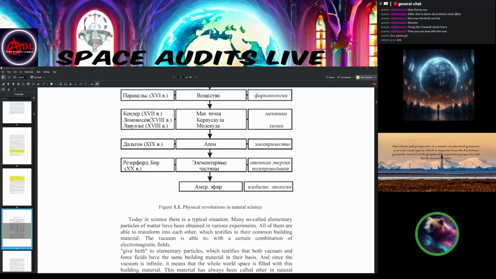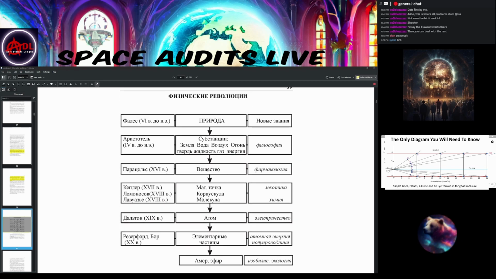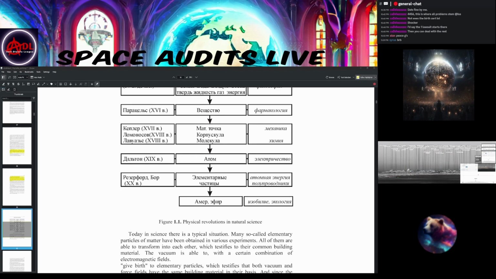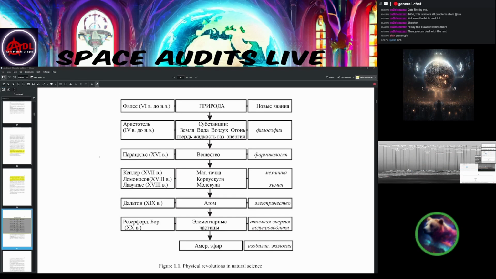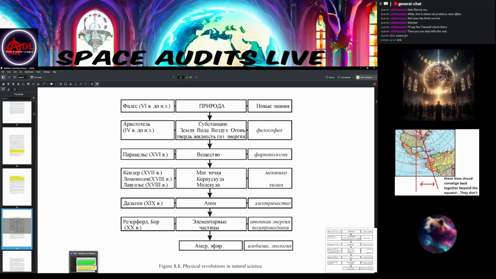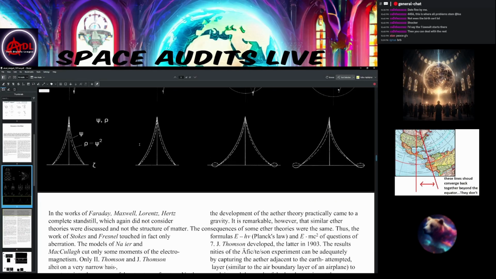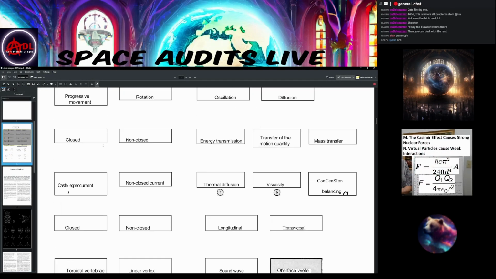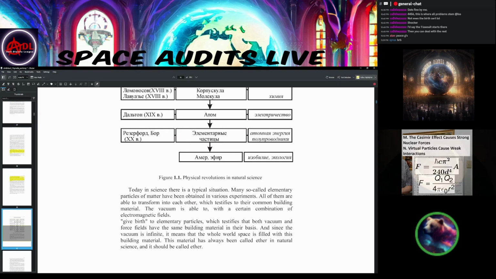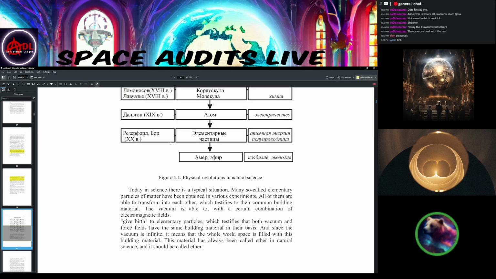Oh, yeah, I have a thing here for this. The physical revolutions of natural science. Shoot. I think I have that translated somewhere. I'll have to double check it. Nope, that's not it. I'll look that up later. Okay. Sorry, I wanted to see what the natural flow was here, but I'll have to check it out later.